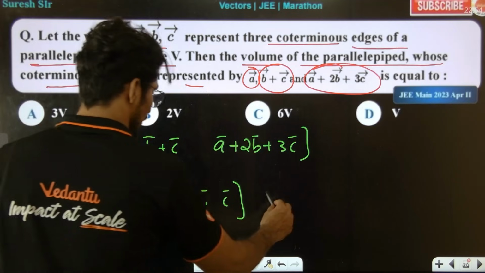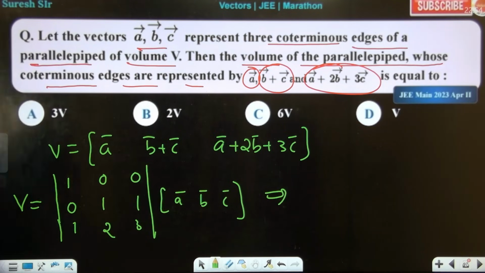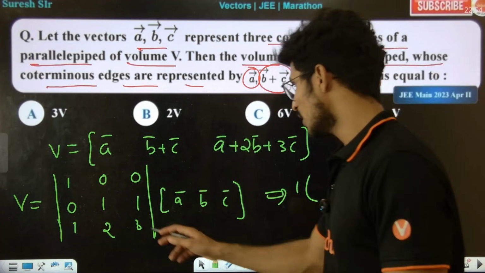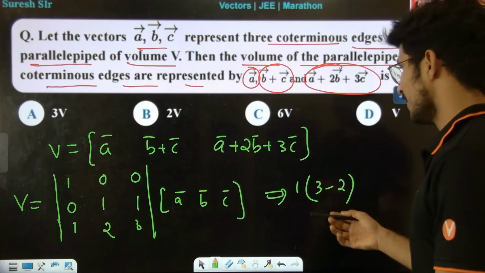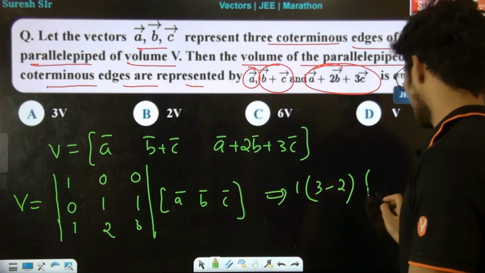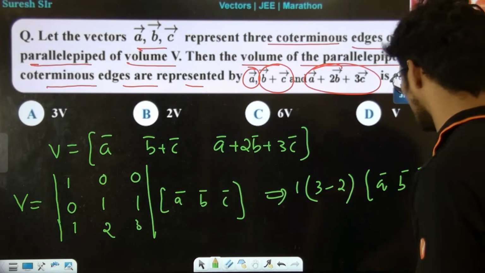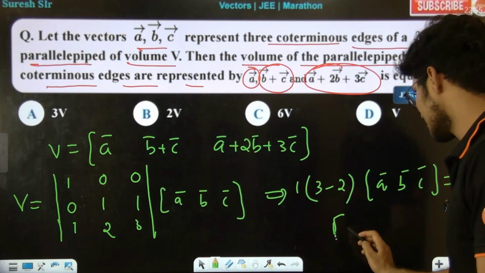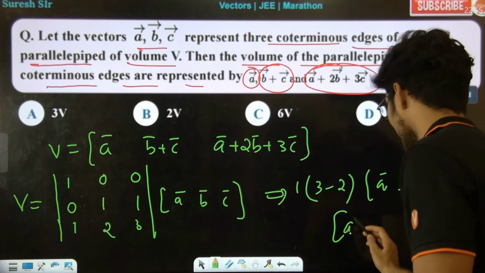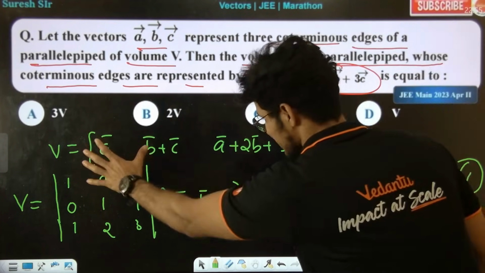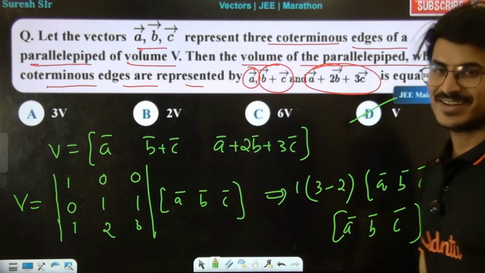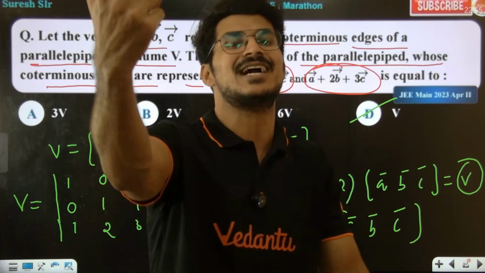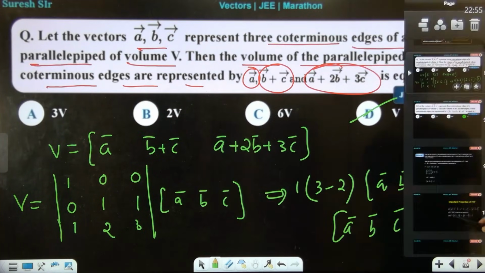When I simplify this, let me consider the volume as V. We get 1 into (3 minus 2), which is 1, and the other terms are 0. So this is 1 into box ABC, which is box ABC, that is V only. So if I solve this, I am getting V. So the answer is V, option D. How simple it is. Are you all getting the point? Basic point. Any doubts? Yes, sir. Now next question.